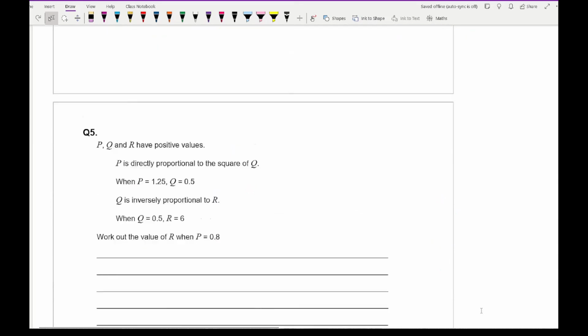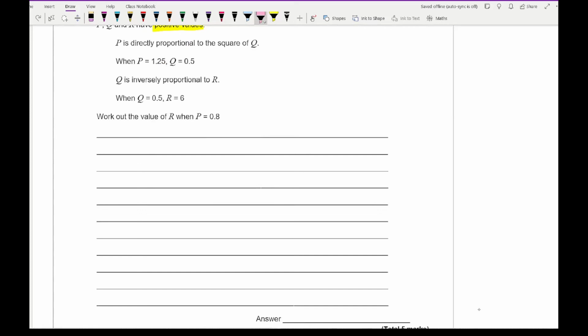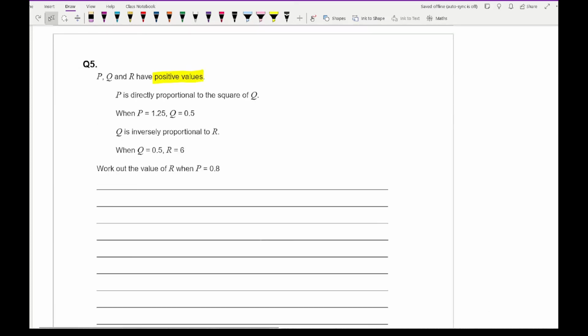Moving on to question 5, it says P, Q, R have positive values. It's really important that we acknowledge the positive values because that will come up in a second. It then says that P is directly proportional to the square of Q, and it gives us our values, and it also says that Q is inversely proportional to R. We need to find R when P equals 0.8. This is quite a big mark question, only because we've got a lot of things to do.